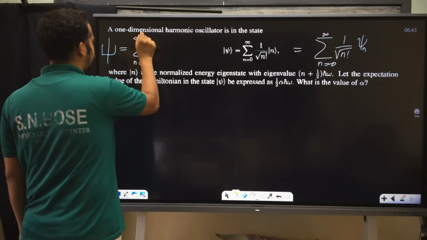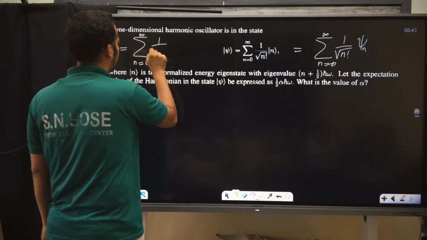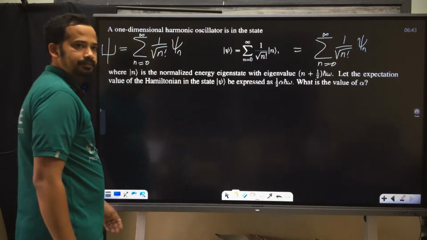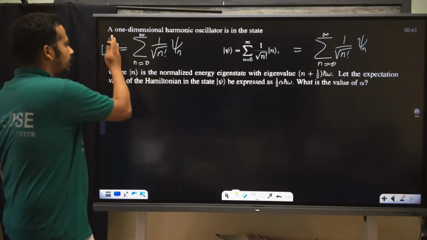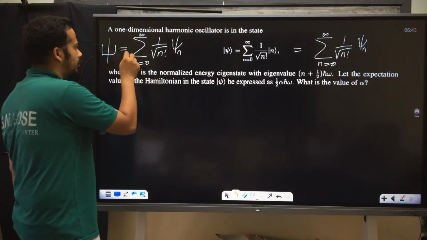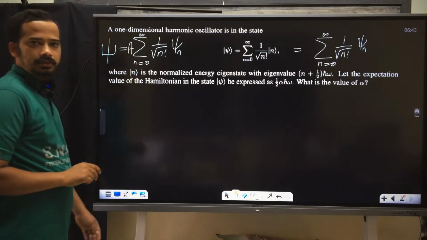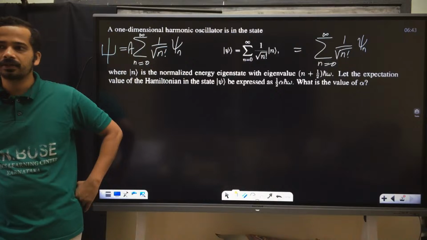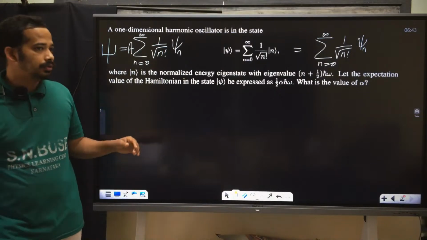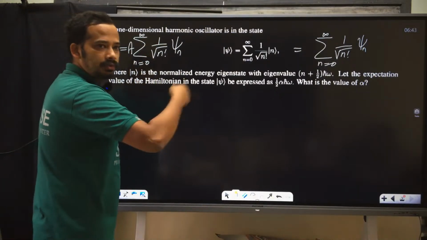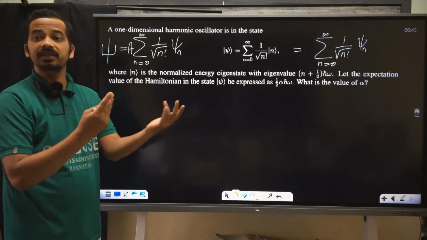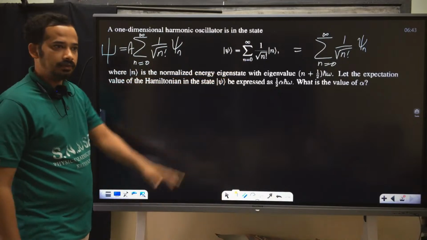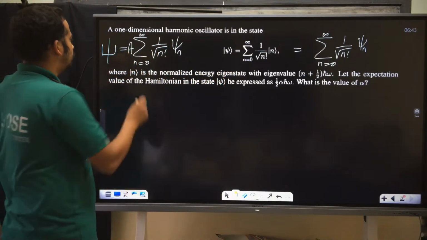N equal to 0 to infinity, 1 by root n factorial into psi n. You are free to multiply the total thing by a constant. Later you will normalize it, making it a unit vector. You can't multiply one of the terms by one constant and another term by another constant, then you are changing the weightage of the terms or the direction of the vector. The whole thing can be multiplied with a constant.